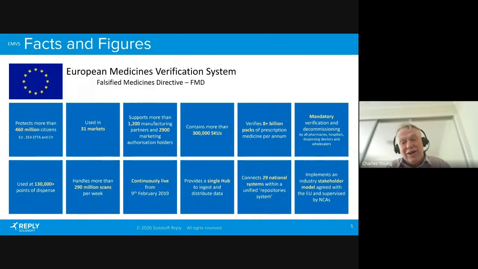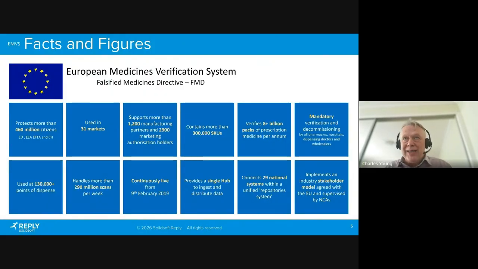And they are global in many cases, around the world, placing medicines on the European market. 300,000 plus now separate products or SKUs, so GTINs, essentially 8+ billion packs of medicine, which are verified per annum in the European Union. It's mandatory, as we've already said, at 130,000 plus points of dispense, best part of 300 million scans a week. And we've been live officially since February of 2019, although parts of the system have been live continuously since 2014.